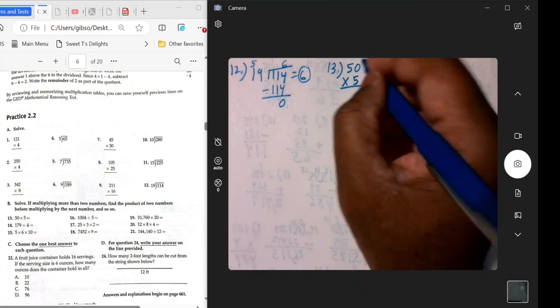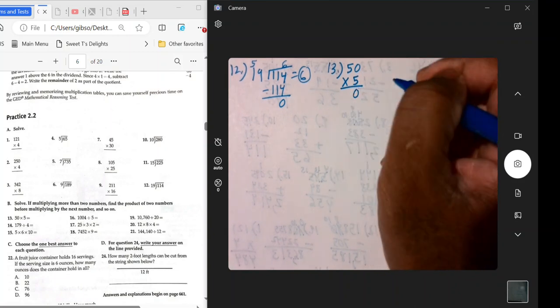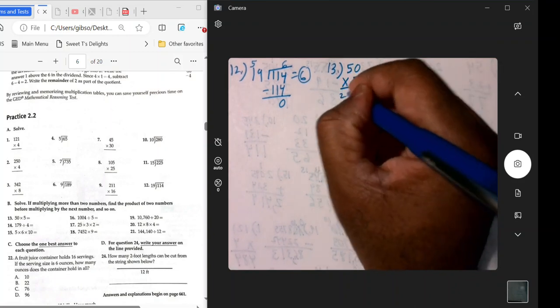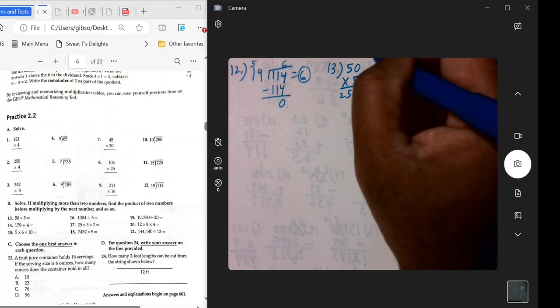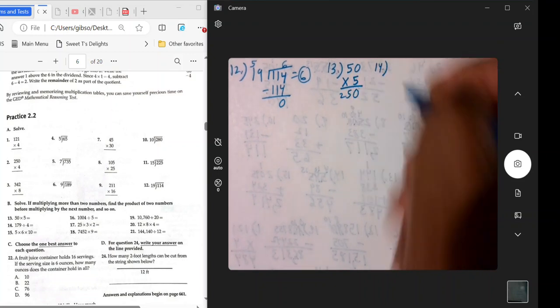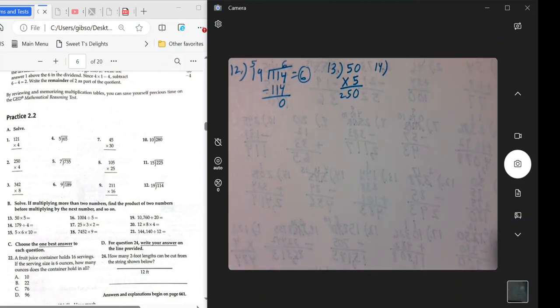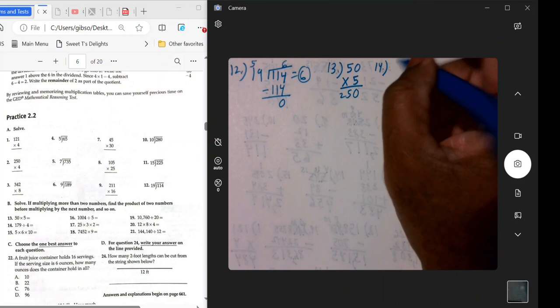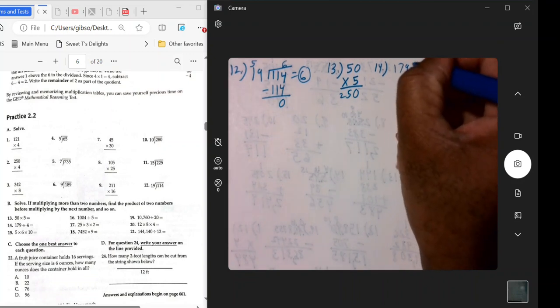So 50 times 5, 5 times 0 is 0. 5 times 5 is 25. So your final answer here is 250. Now we go to problem 14. We had 179 divided by 4. Now, I'm going to take a little time here.